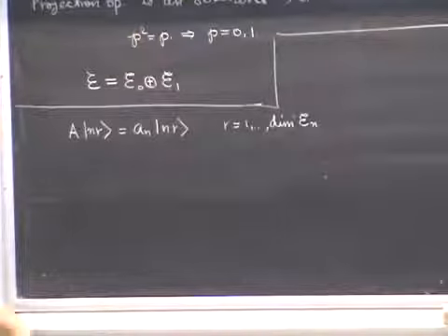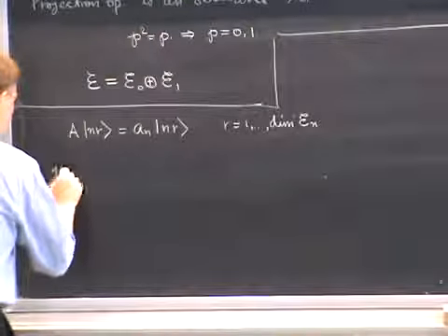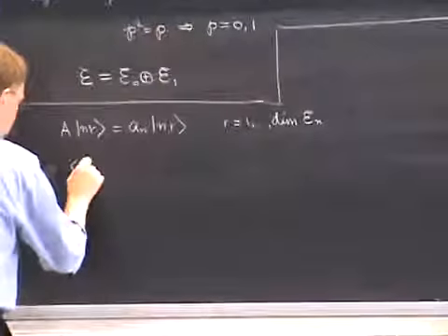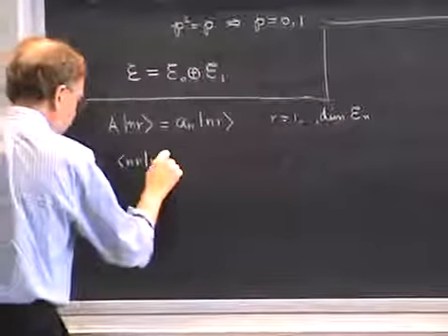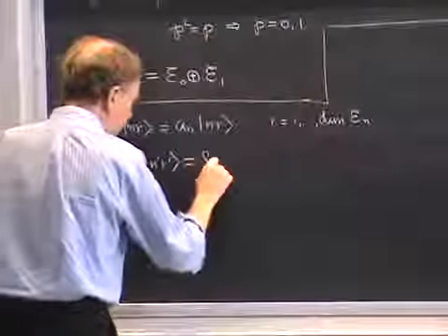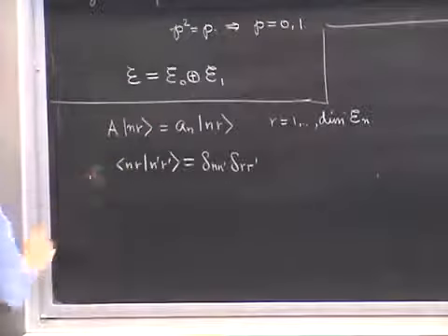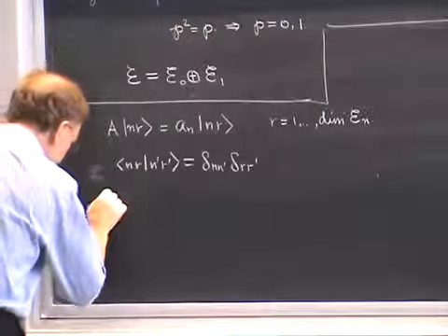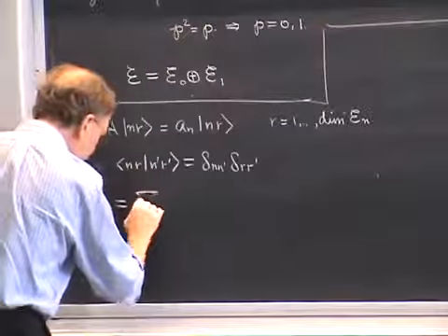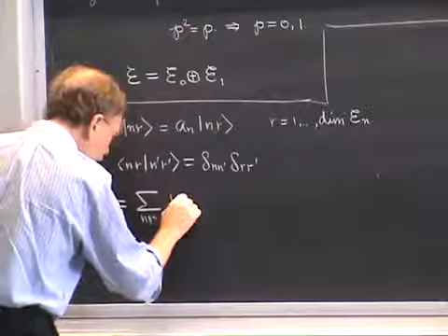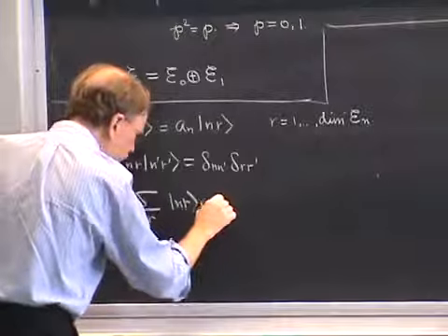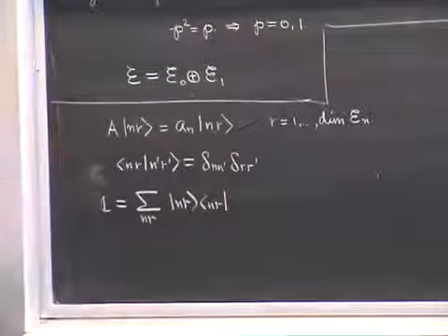Then we know there's a resolution of the identity, and the orthonormality relations, by the way, are the scalar product of n r with n' r' equals delta n n' delta r r', as I mentioned last hour. Now, the resolution of the identity in this case is that the identity operator is the sum on n and r of the outer product of |n r⟩ with ⟨n r|. It's something like this whenever you have a discrete spectrum.